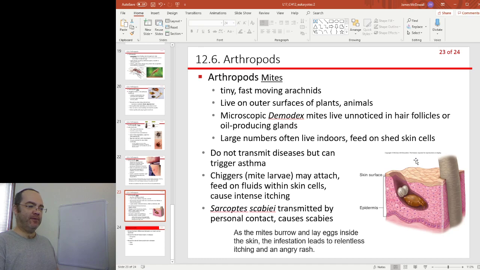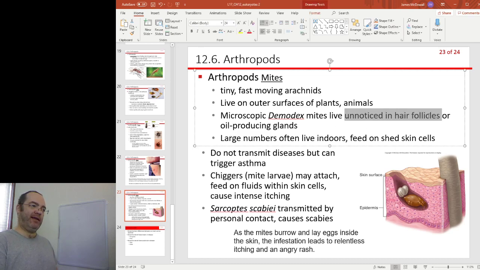They live on skin and they burrow. They burrow into your skin, typically at the base of hairs. They live unnoticed in hair follicles or oil-producing glands. In fact, you have them right now living in your face. If you were to pluck out some of your eyebrow hairs, put them on a microscope and look, you would almost certainly see these tiny little mites wriggling around.